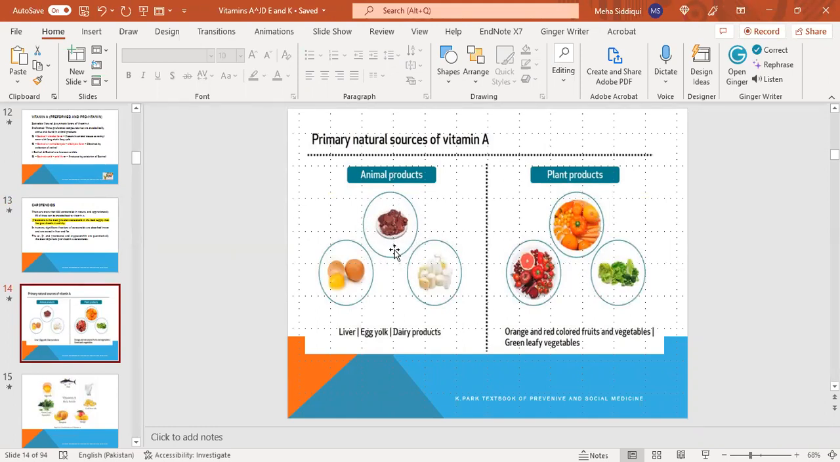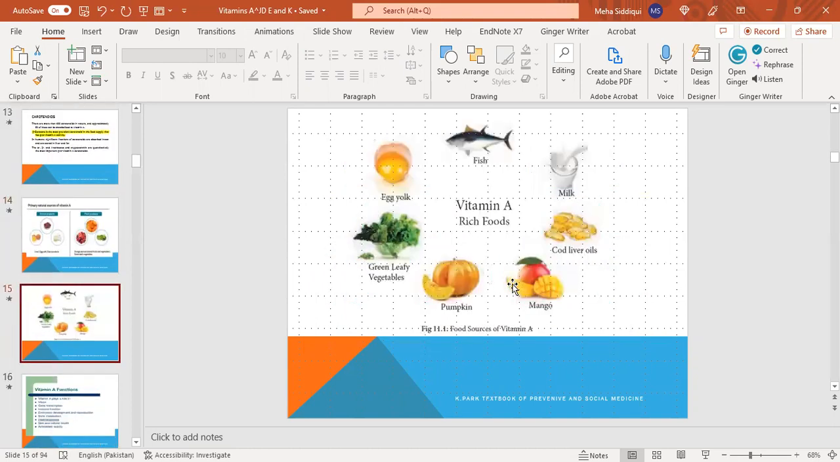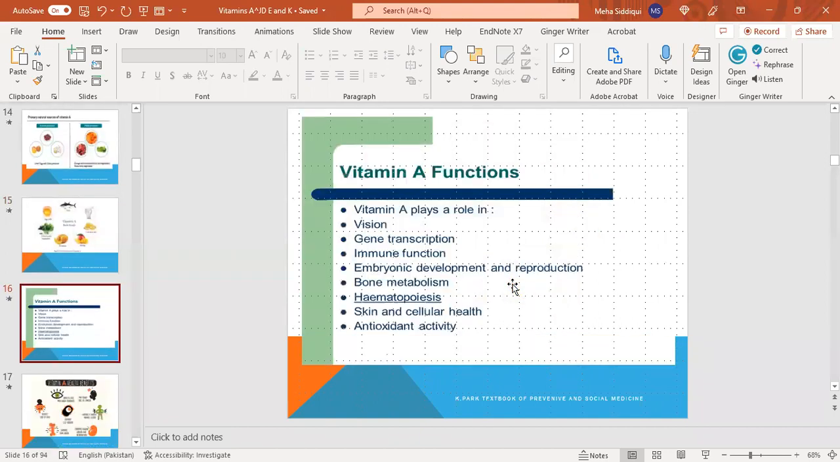These are the primary natural sources of vitamin A. Among animal products, we have liver, egg yolk, dairy products, and from the plant sources, we have orange and red colored fruits and vegetables, green leafy vegetables. All these are the natural sources of vitamin A. These are also the food sources of vitamin A, that is fish, egg yolk, green leafy vegetables, pumpkin, mango, cod liver oil, milk.